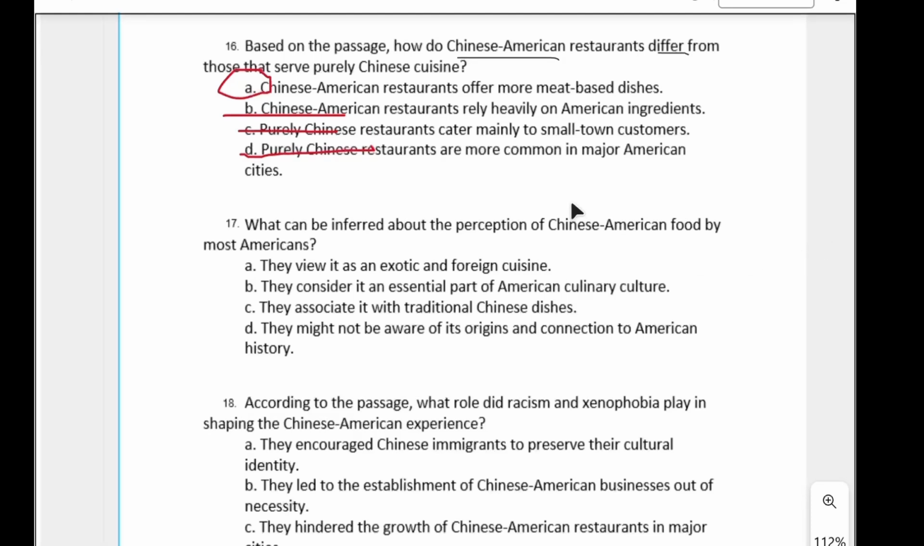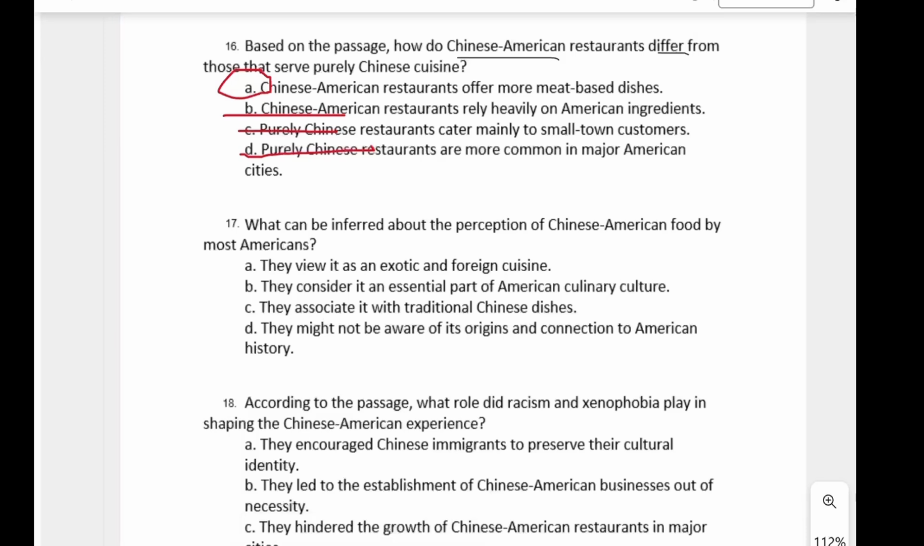So for question number 17, what can be inferred about the perception of Chinese American food by most Americans? This is key. We're not talking about other Chinese immigrants. We're talking about Americans' perceptions of Chinese American food. Now, I think straight away we can cross out exotic and foreign cuisine because they've been having Chinese food since the Victorian era, so 1850, around then. So it's definitely not exotic and foreign at this point. They said that in most major towns or most places there is a Chinatown or a Chinese restaurant. Now be careful that this question does talk about inferring, so you might not find a strict answer in the text.